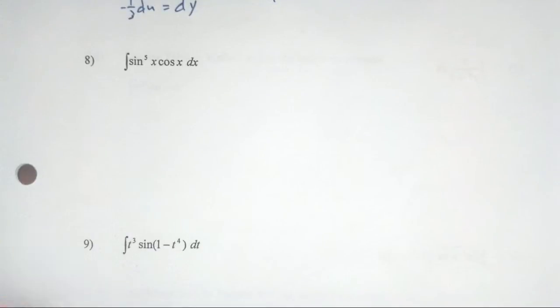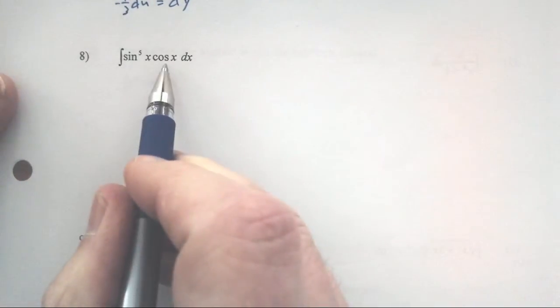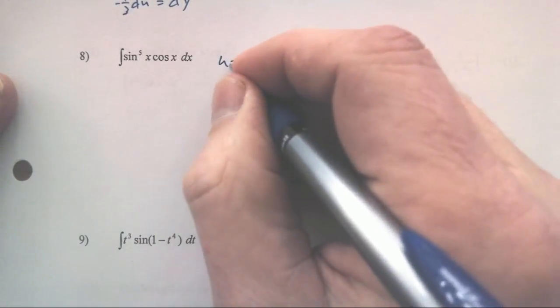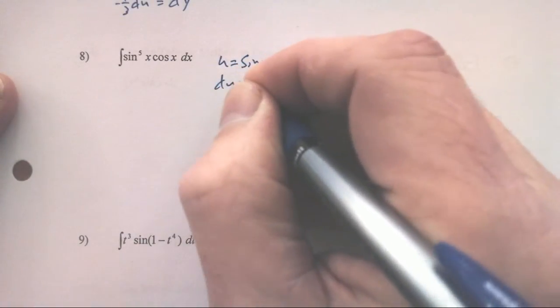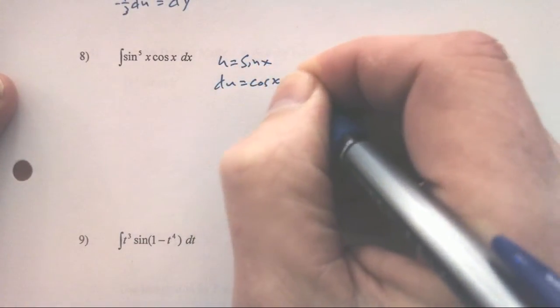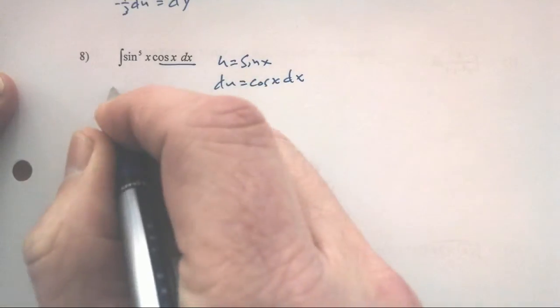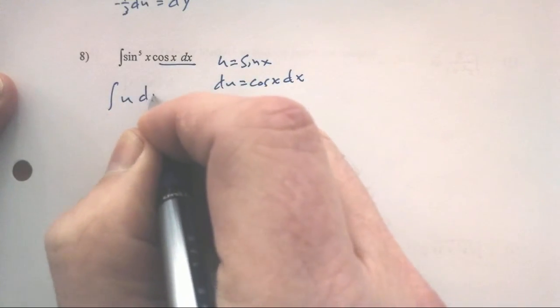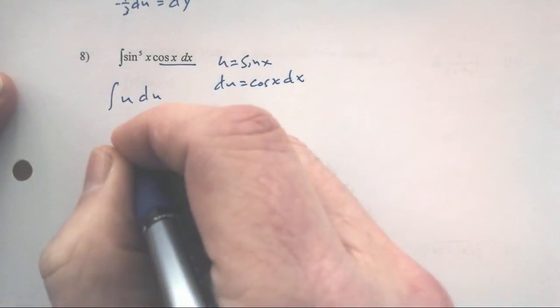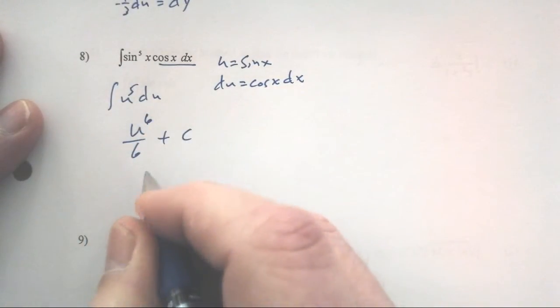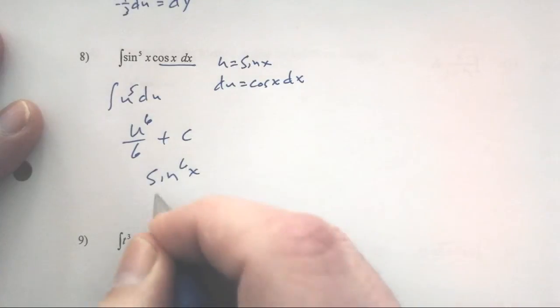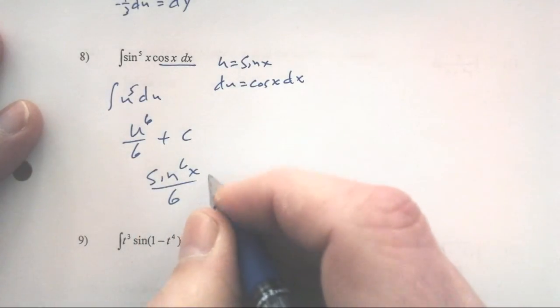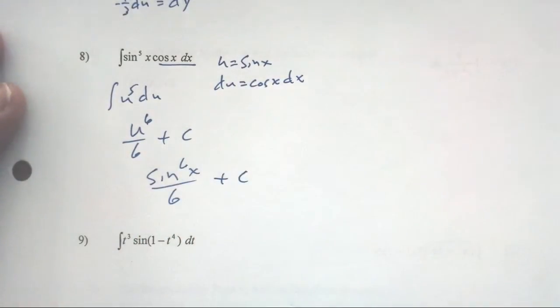Alrighty. Well, I got choices here. U's going to be sine or u's going to be cosine. I think I like u as sine. Du is cosine of x dx. That couldn't be any better. So we have integral u to the 5th, plain old du, no accounting for it. So we get u to the 6th on 6 plus c, but that is just sine to the 6x on 6, sine to the 6x on 6 plus c.